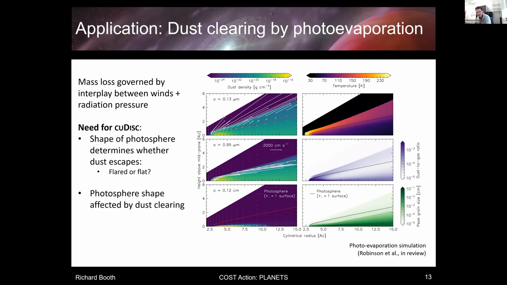If you have a typical flared disk structure, because of the flaring, dust grains that are being pushed outwards end up just intersecting the outer parts of the disk again, and they don't escape. So you get left with this problem: you get rid of the gas, the dust is left behind. So how do you clear it? We needed to know how this process of the wind clearing affects the shape of the photosphere, and that's one of the big reasons why we developed this code.